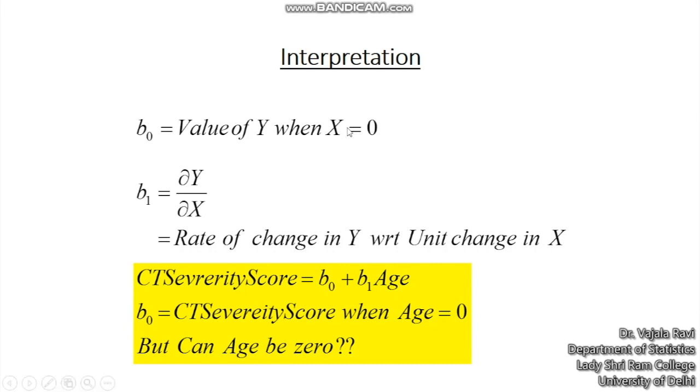So the value of y when x is equal to 0 should also be thought of with a word of caution, that extrapolation outside the data sets is not possible. And another thing to note is that b0 and b1 are simply estimates of beta naught and beta 1, and hence interpretation is really on an estimate only. Interpretation is not on beta naught and beta 1. Interpretation is on the estimate of beta naught and beta 1.